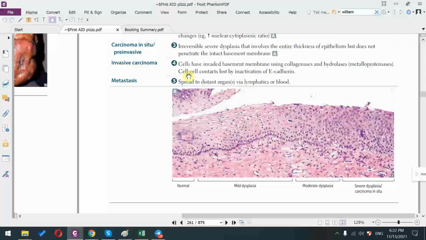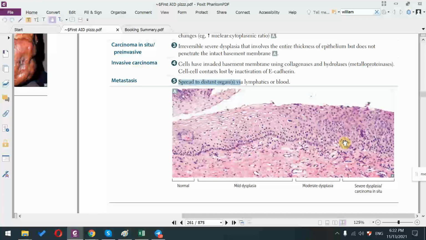So the cell-to-cell contact is lost as well due to the inactivation of the E-cadherin. So no E-cadherin, no attachment of cell to cell. And then you have metalloproteinases, which destroy the basement membrane, and then metastases occur. Well, already you have an invasive cancer because of this process. Now, you are left with one more step for metastasis, which occurs when you have spread to a distant organ, like when you go to the other organ, that we call metastasis.